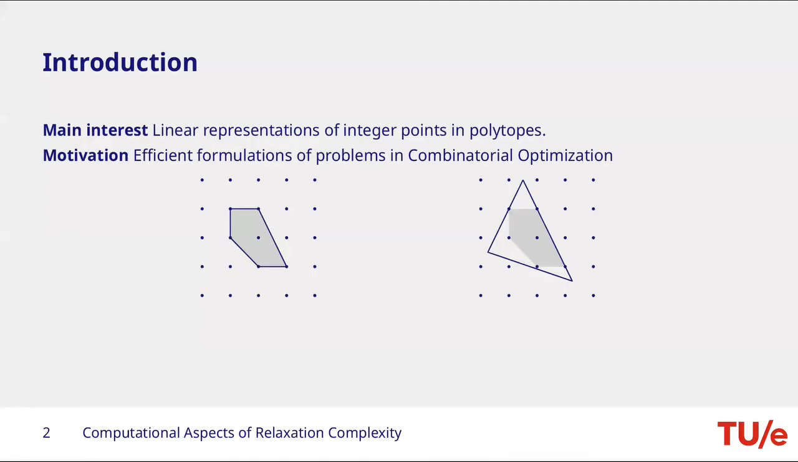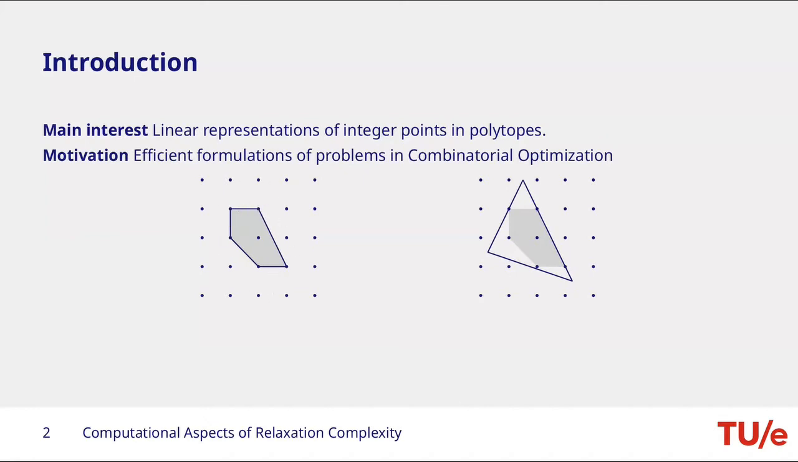the relaxation complexity is. And to motivate this, suppose we are given a combinatorial optimization problem, and we want to solve this problem using linear programming techniques or integer programming techniques. Then, of course, the first step that we have to do is we have to encode our problem using certain integer points. And if we want to use linear programming techniques, then we basically have to compute the convex hull of the set of points that we are interested in.